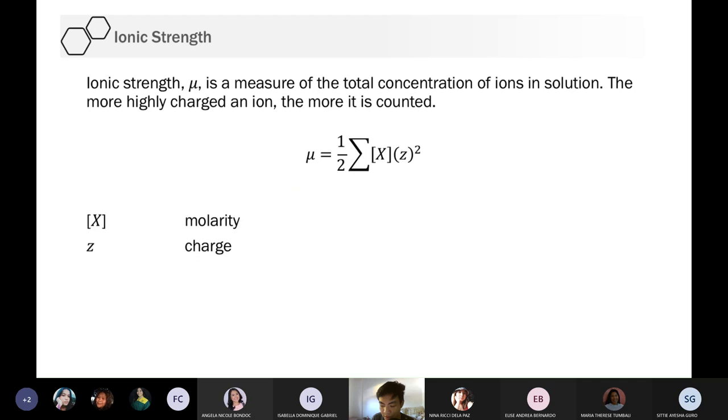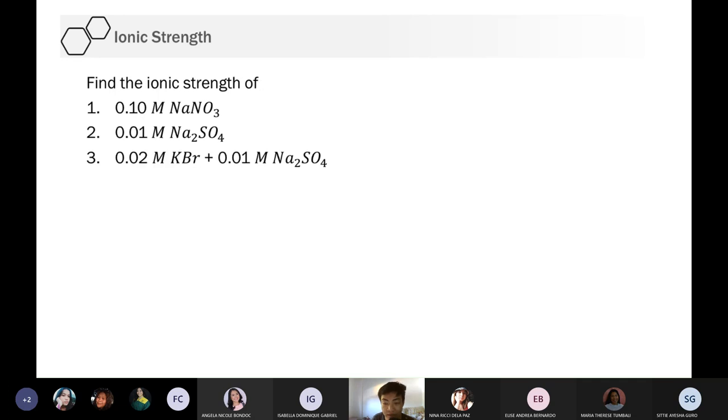Okay? So, let's try to solve for the ionic strengths of the following solutions. So, suppose we have 0.1 molar sodium nitrate solution. What's the ionic strength? Okay? Well, recall, ionic strength can be calculated as mu equals 1/2 the sum of the molarity times the charge squared. Okay, so let's have number 1, 0.1 molar sodium nitrate. What happens when you have sodium nitrate sa solution?